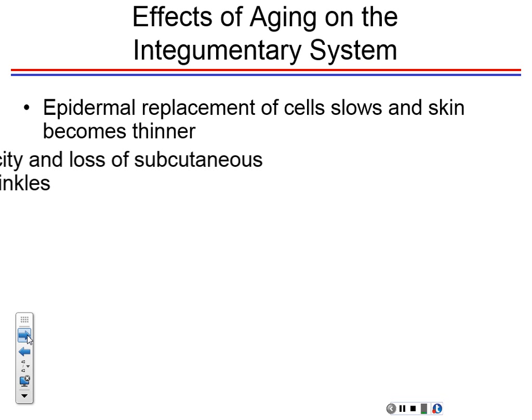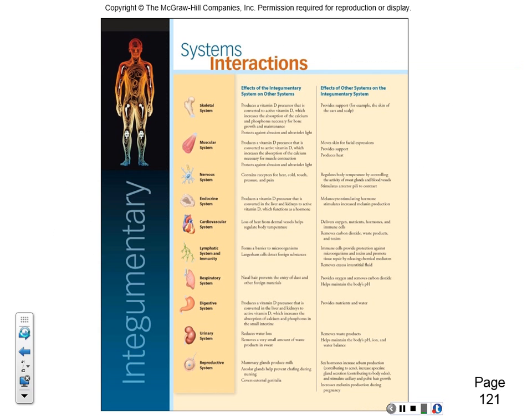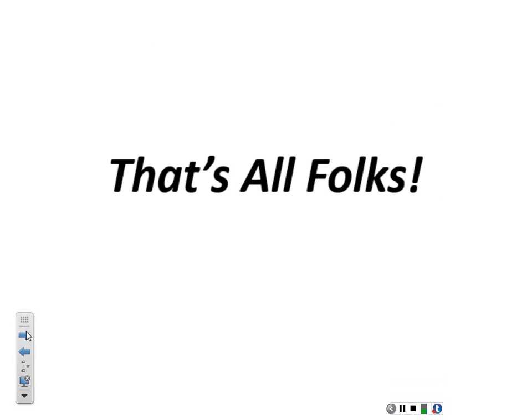And this is what happens when you get old: wrinkling and so forth because of loss of elasticity, and intolerance of cold. That's why you always throw a grandpa a blanket. Their skin is now thinner, and they don't have all the protection. Their sweat glands and everything are slowing down. Melanocytes are no longer producing enough melanin, and you get more skin cancer and so forth. That's why when you get older, you get cancer.